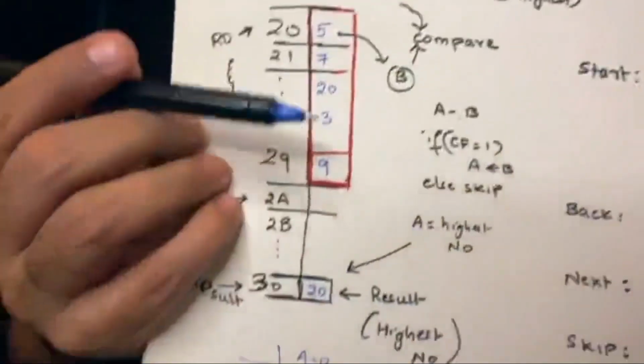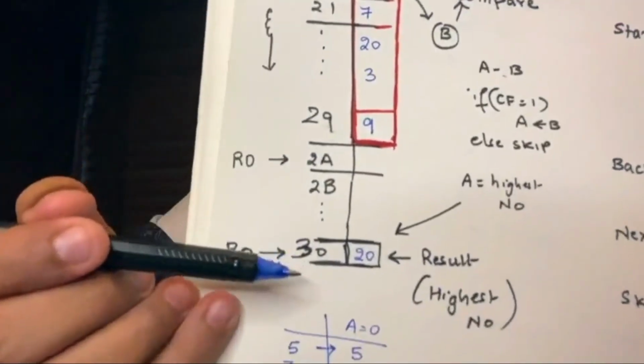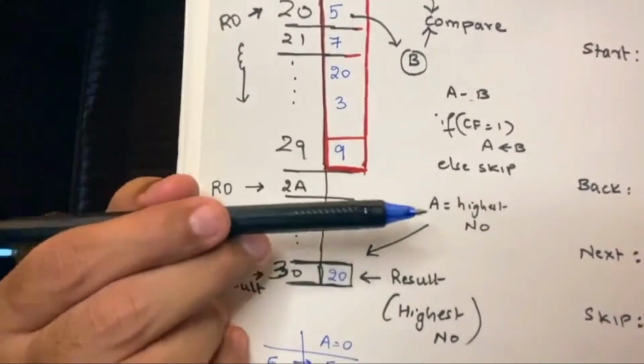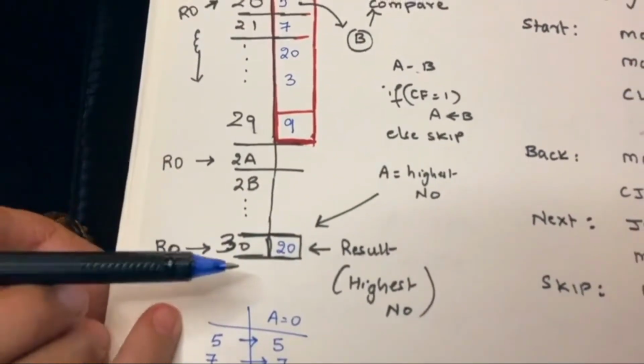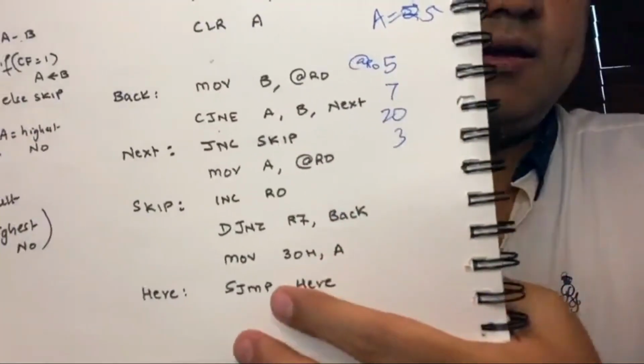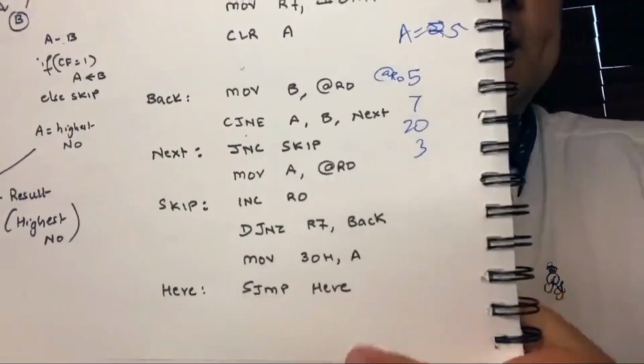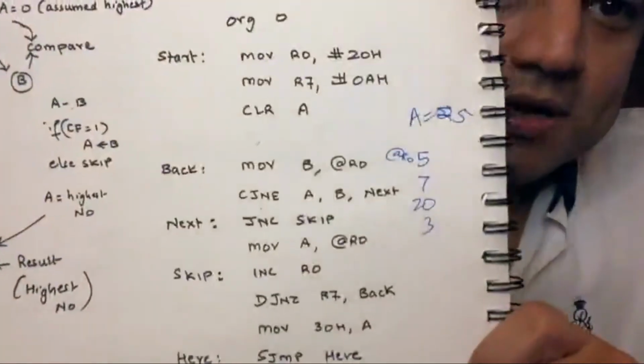Our question says pick up the highest, store it at location 30. The highest is in A. From A, we will store the result at location 30 by writing MOV 30H, A, and then the jump here. Tell me, did you understand it? Let's implement it. You'll see it with the numbers. You'll find it even easier to understand.